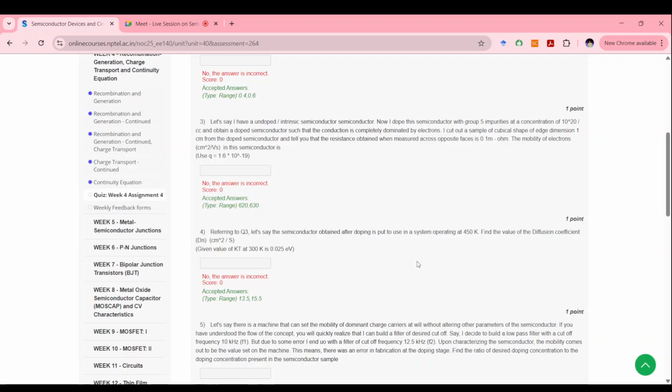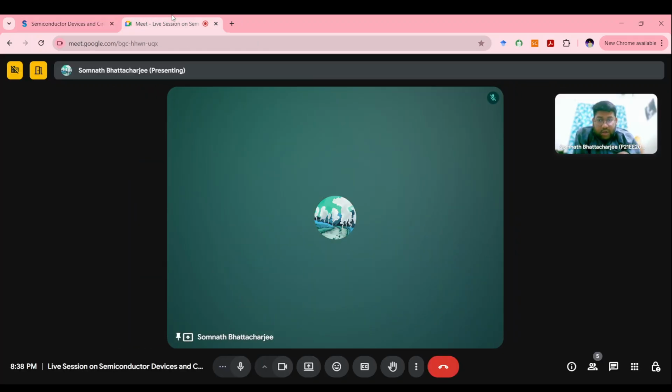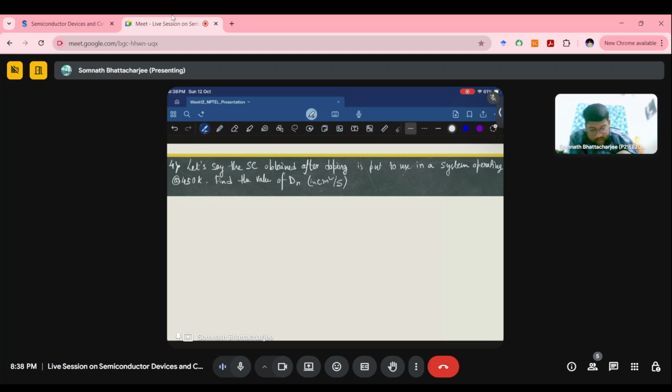Value of Dn in centimeter square per Siemens. Okay, so it is also a straightforward thing. Let me just give you the answer, and then we'll move to the next question itself. So first we need to find out what is KT, right?